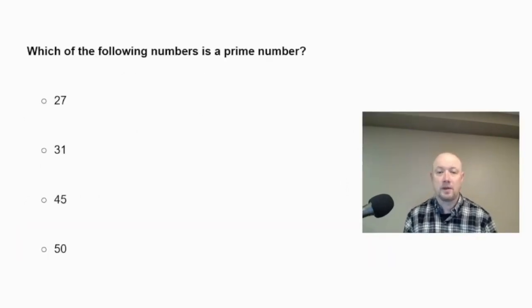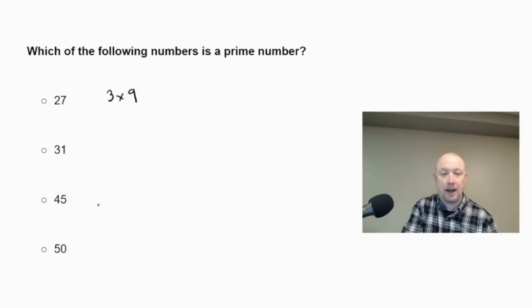Which of the following numbers is a prime number? Is it 27, 31, 45, or 50? Definition of a prime number is its only factors are 1 and itself. So if we look at 27, 27 is 3 times 9, so that means 27 is a composite number and not a prime number, all right?